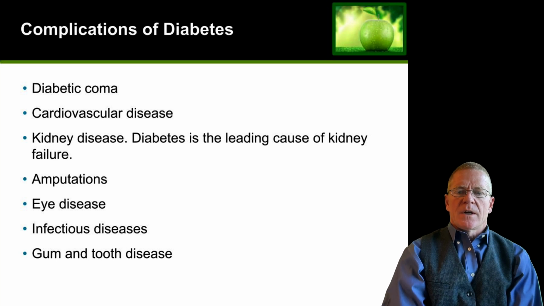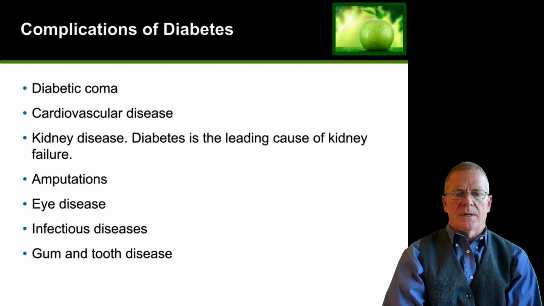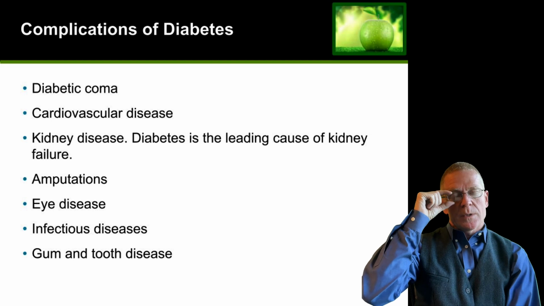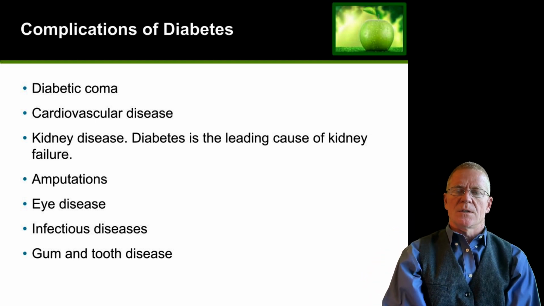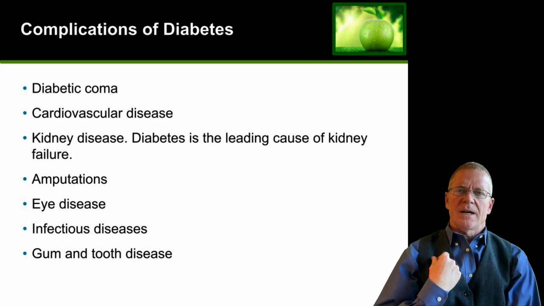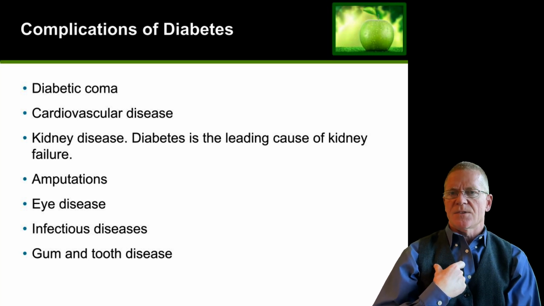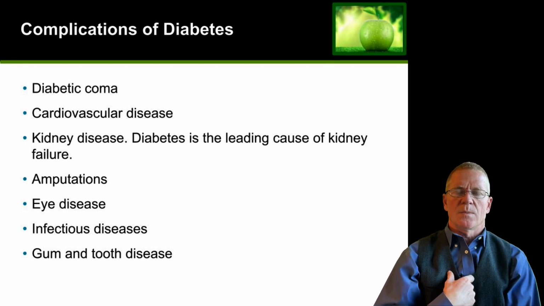Some complications of diabetes. If your blood glucose gets out of control, you can end up in a diabetic coma. One of the most common consequences of type 2 diabetes is cardiovascular disease. The glucose in your blood damages your blood vessels, causing the formation of fatty plaques around those sites of damage. That causes heart attacks and strokes. So one of the most common features of diabetes is cardiovascular disease, heart attacks, and strokes. Many people with diabetes will die of cardiovascular disease.